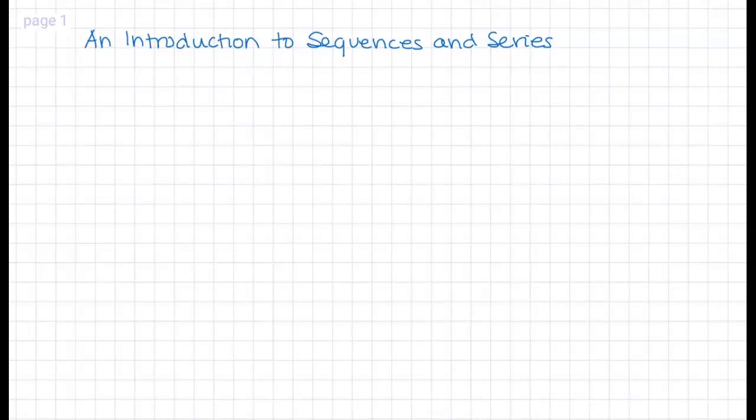Today we're going to learn about sequences and series. So let's first look at sequences. So what is a sequence? You can think of a sequence as a set of objects that is ordered.